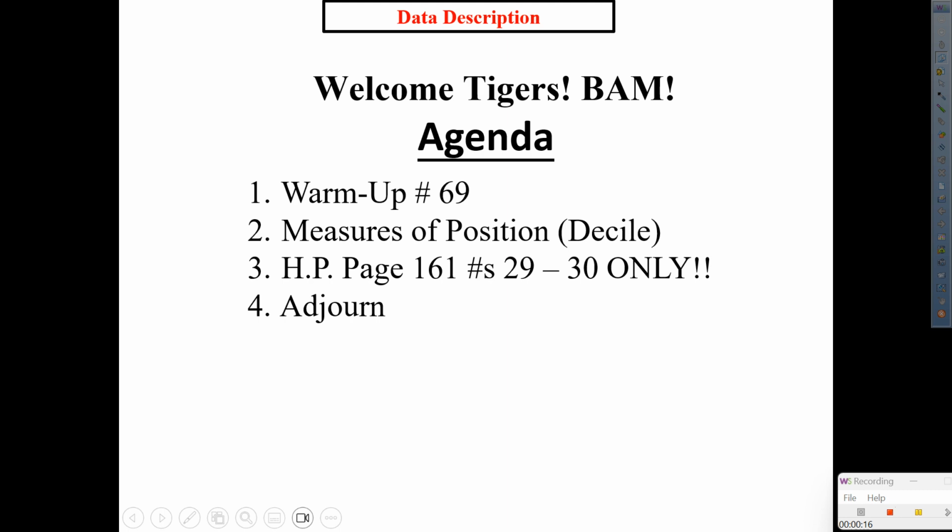Warm up 69. Today we're going to finish up with our measures of position in deciles. And your home plate, page 161, numbers 29 and 30. Only two problems. Only. All right? I'll give you some time to copy that. Get a Cornell note ready.